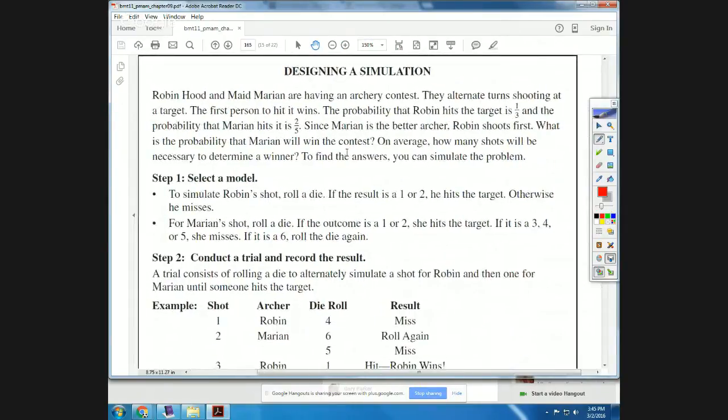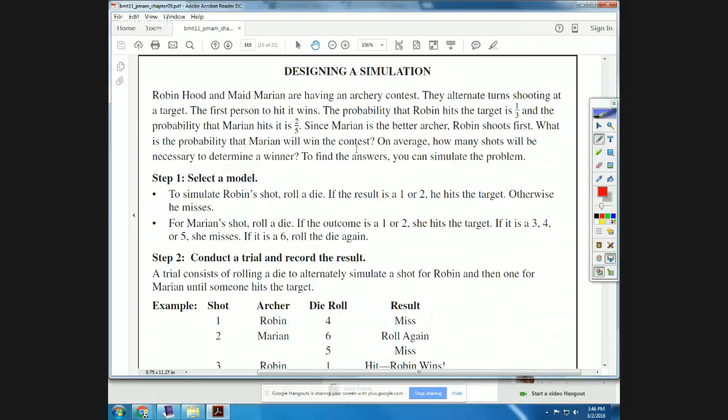Okay. So Robin Hood and Maid Marian are having an archery contest. The way the game works is they take turns shooting at a target. The first person to hit it wins, so it keeps going until someone hits the target. The probability that Robin Hood hits it is 1/3. The probability that Marian hits it is 2/5. So Robin Hood has like a 33 1/3% chance, and Marian has a 40% chance. So Marian's a better shot than Robin.